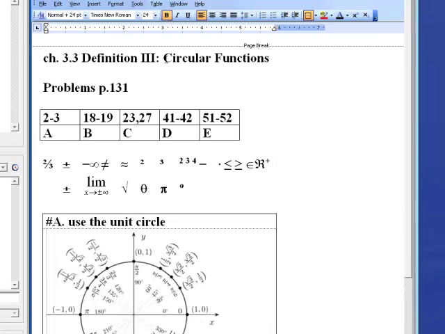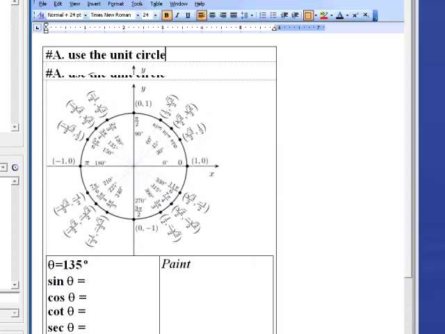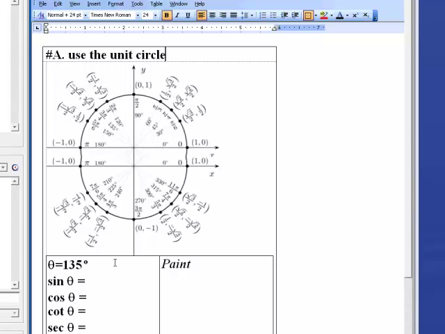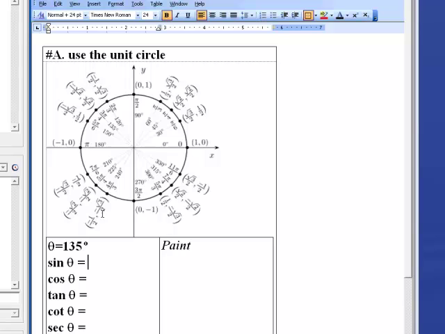Welcome to the problem section for definition 3, circular functions, where we're dealing with the unit circle. A number of exercises, a couple of them might take a little longer. So use the unit circle to determine the following. For an angle theta of 135 degrees, determine sine theta.